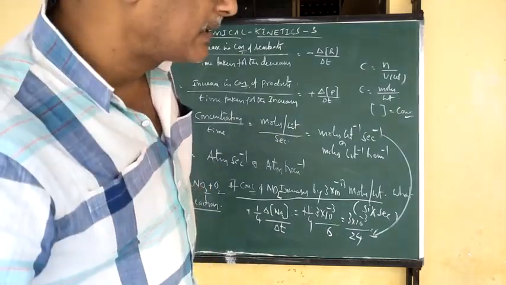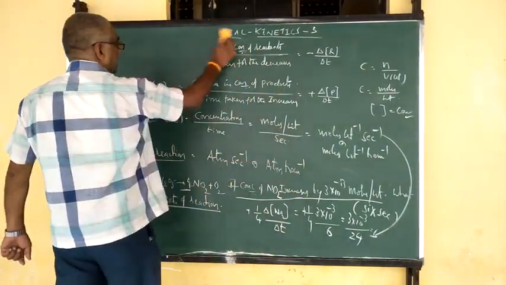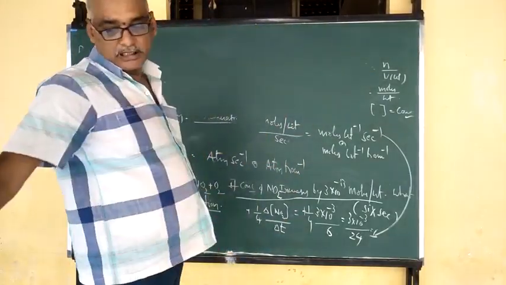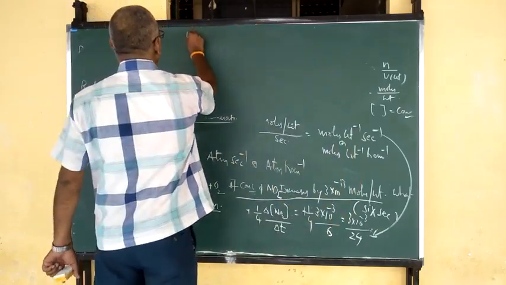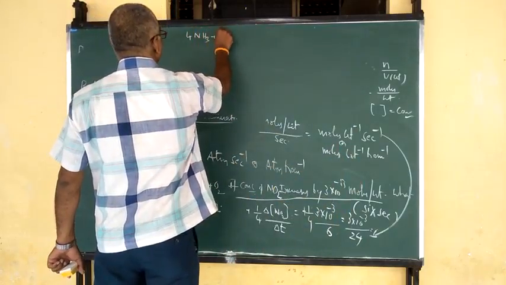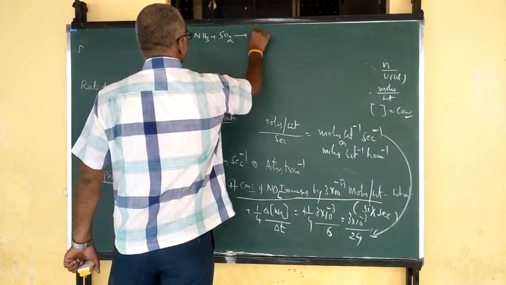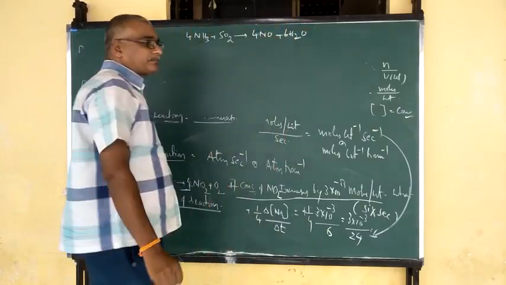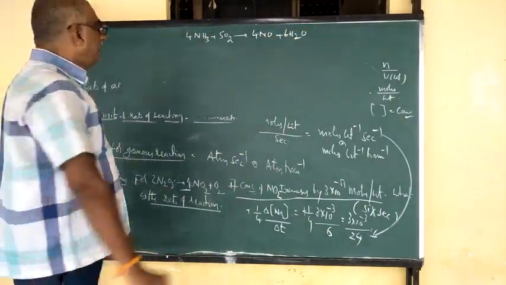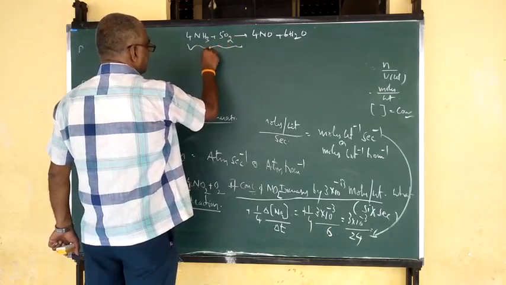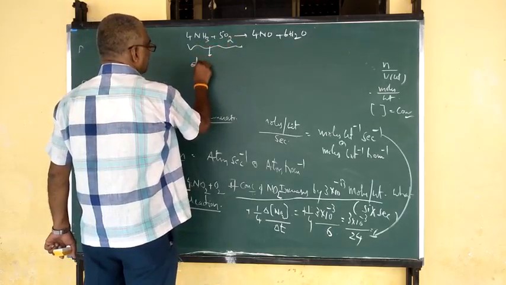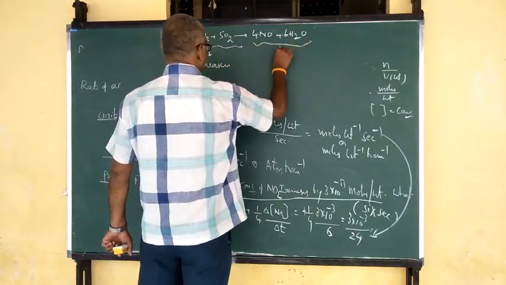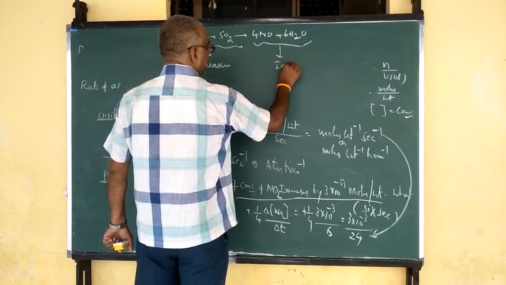Now the second problem, same model, I am taking. Suppose for example the given equation is 4NH3 plus 5O2 gives 4NO plus 6H2O. Okay? Now here, the reactants' concentration generally decreases. And the concentration of products increases.